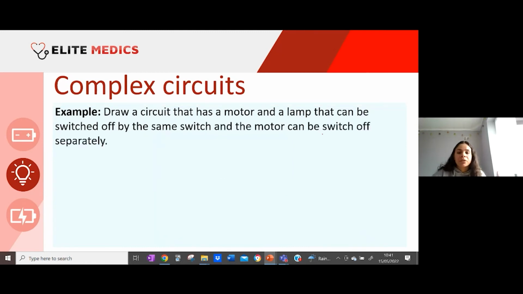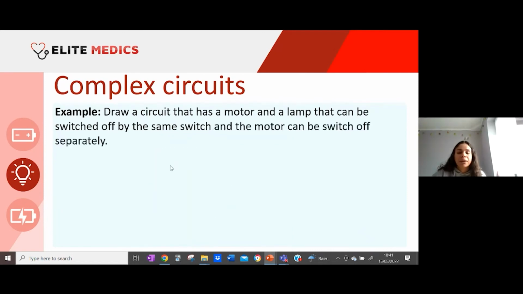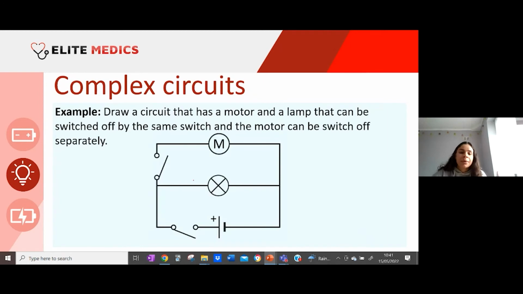And then this one, so like I said, the motor could have been switched off separately with this diagram. So yeah, if you open up this switch, you switch off everything. And if you open up this switch, you're only turning off your motor. Still, if this was closed, you can see that current can still flow along this without being disturbed. There's a complete circuit here. So that's why that lamp can be on and this can be off.